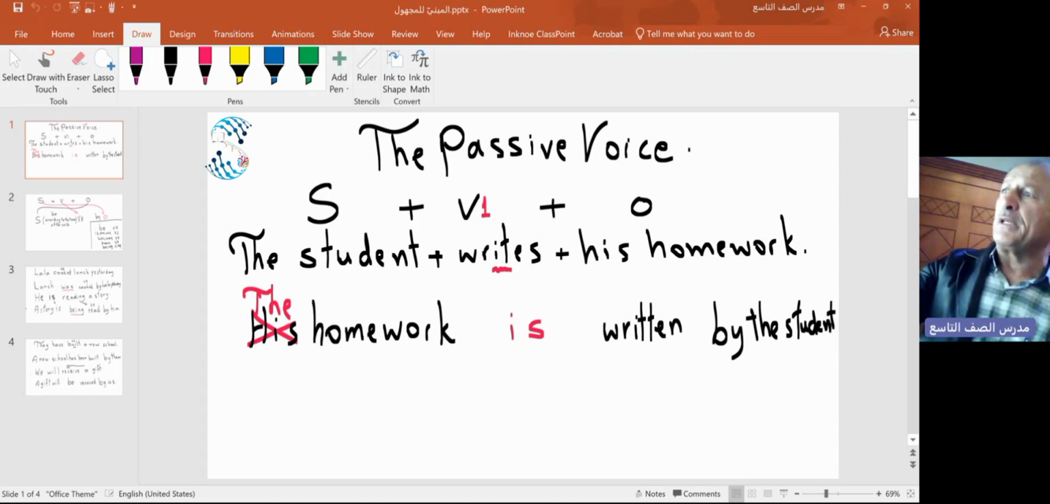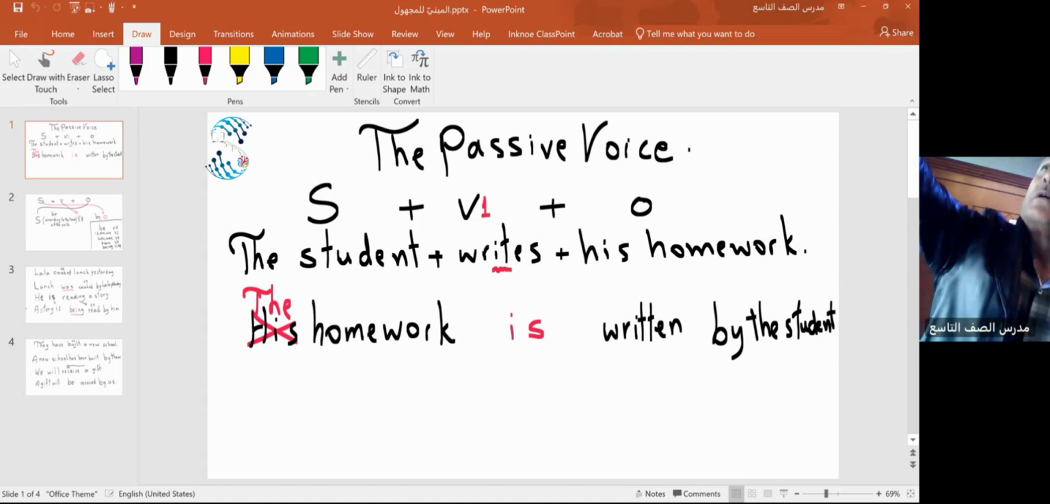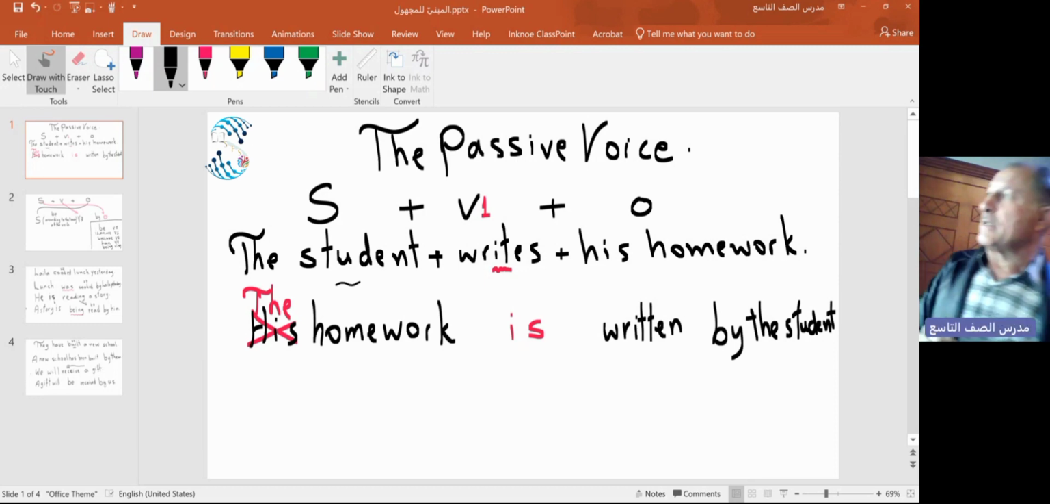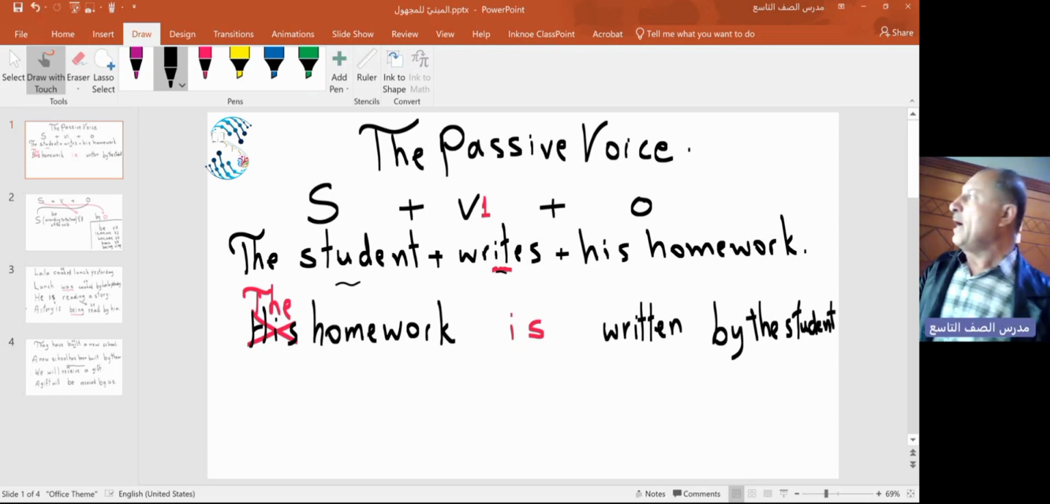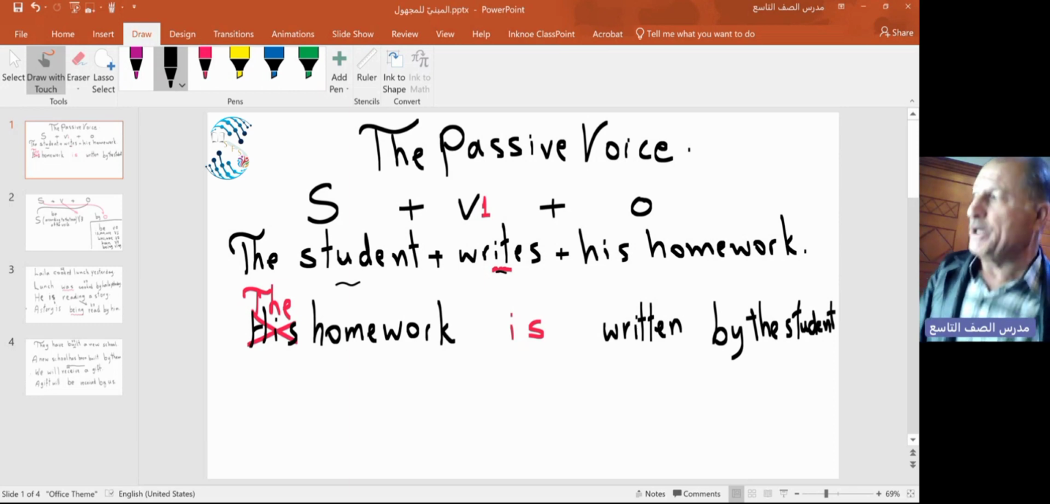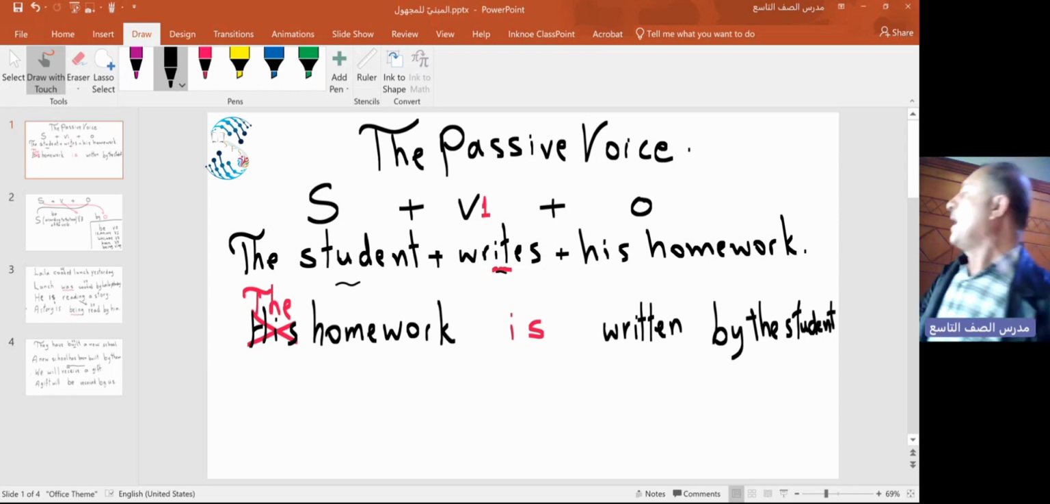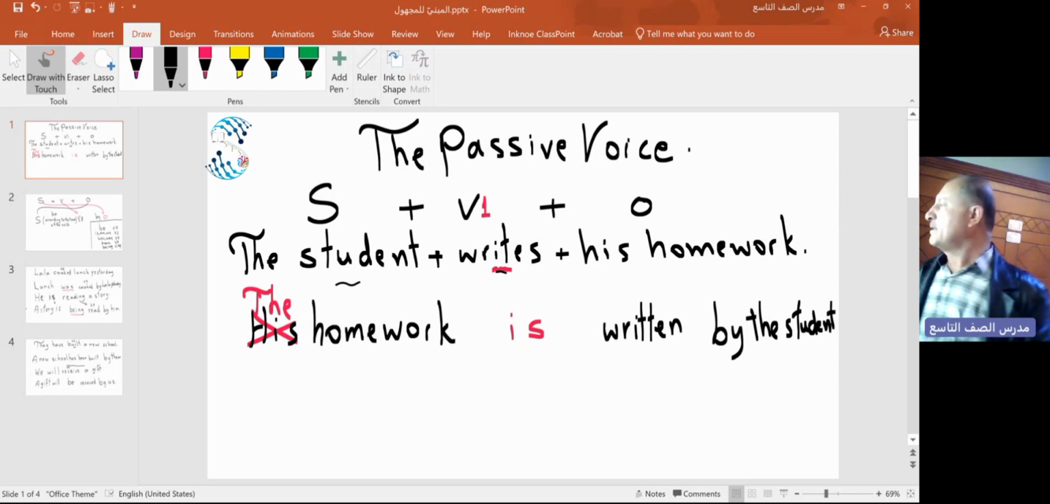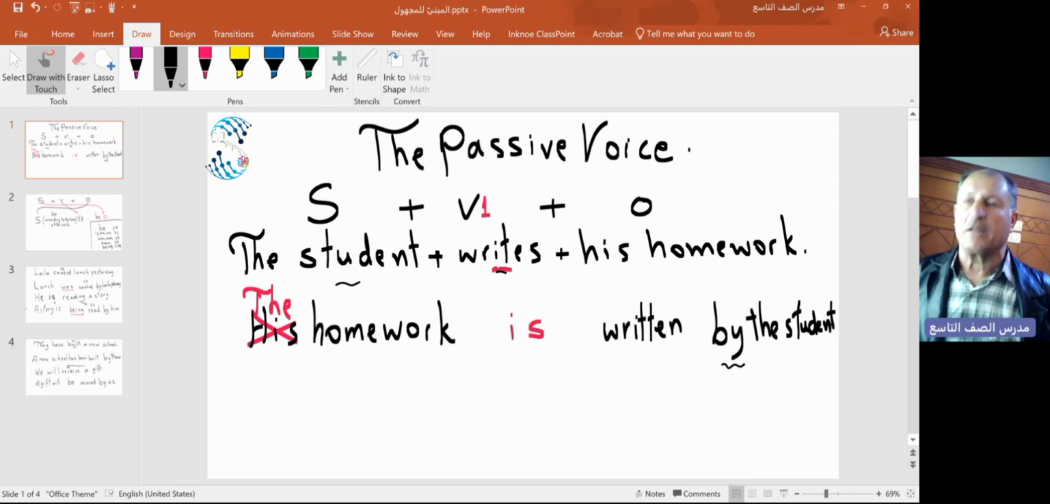Here we have the student as the subject, writes is the verb, and his homework is the object. So we take the object and it replaces the subject, it takes the place of the subject. So it becomes a subject. We can say his homework or the homework, it's better, the homework. And the subject becomes an objective case. We put the word by, then the student, by the student.